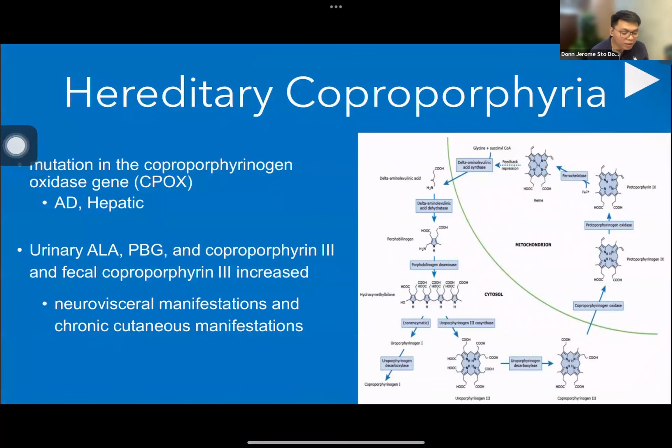Next, hereditary coproporphyria. This is just like your variegate porphyria, wherein you have elevation in ALA and PBG as well as your coproporphyrin. In this case, the problem is in your CPOX, or coproporphyrinogen oxidase. Kanina, the variegate porphyria is your protoporphyrinogen oxidase. But this is also a type of porphyria with mixed manifestation, neurovisceral as well as cutaneous manifestation.